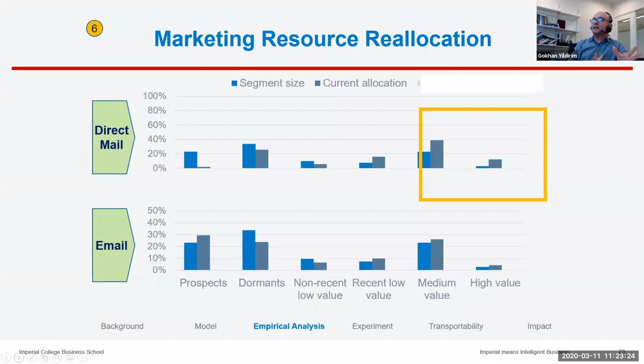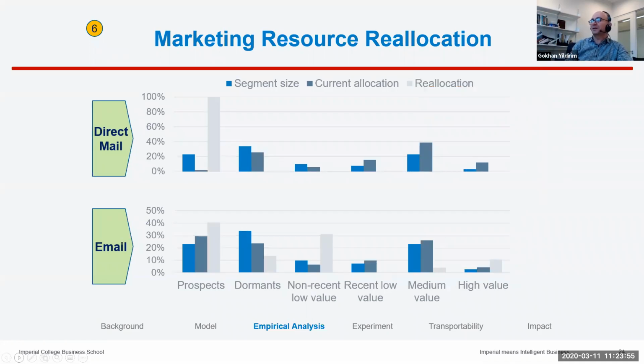Based on our model findings, we said something about how the company should allocate its resources across these multiple channels, right? Basically they spend a lot of money on high value customers, although the size of that segment was relatively small, okay? Our resource reallocation findings suggested a different story. Mark, could you please go to the next slide?